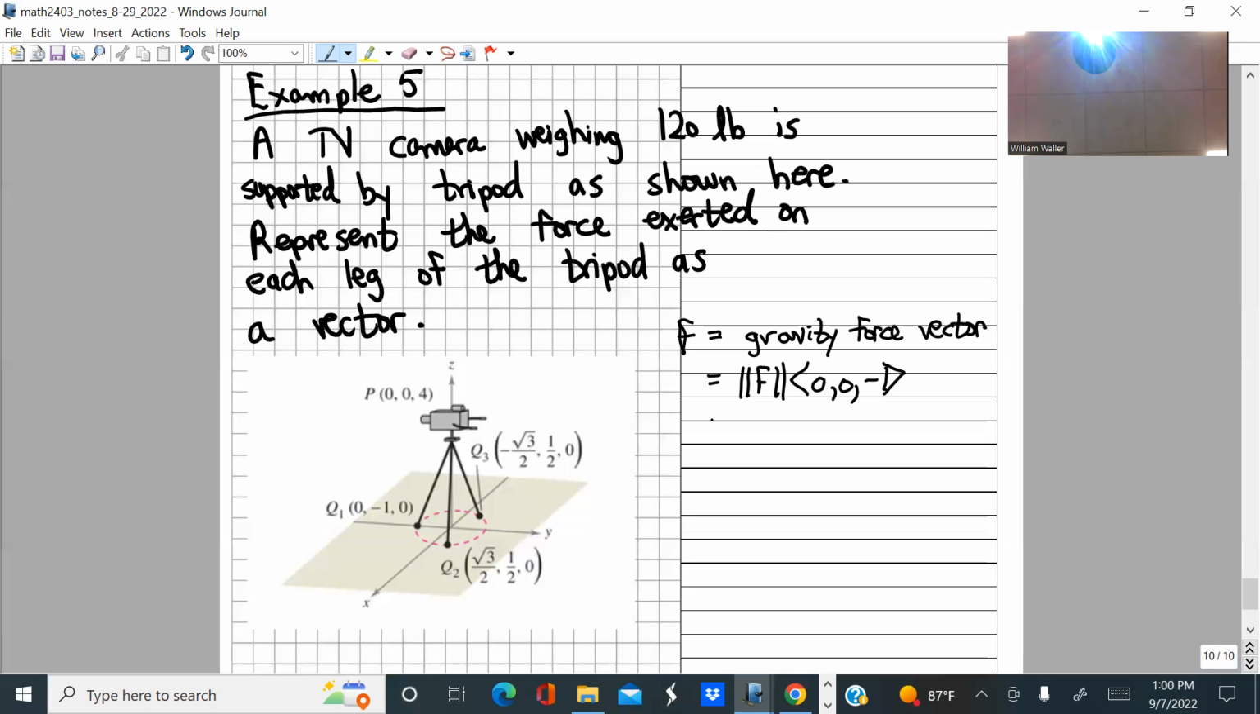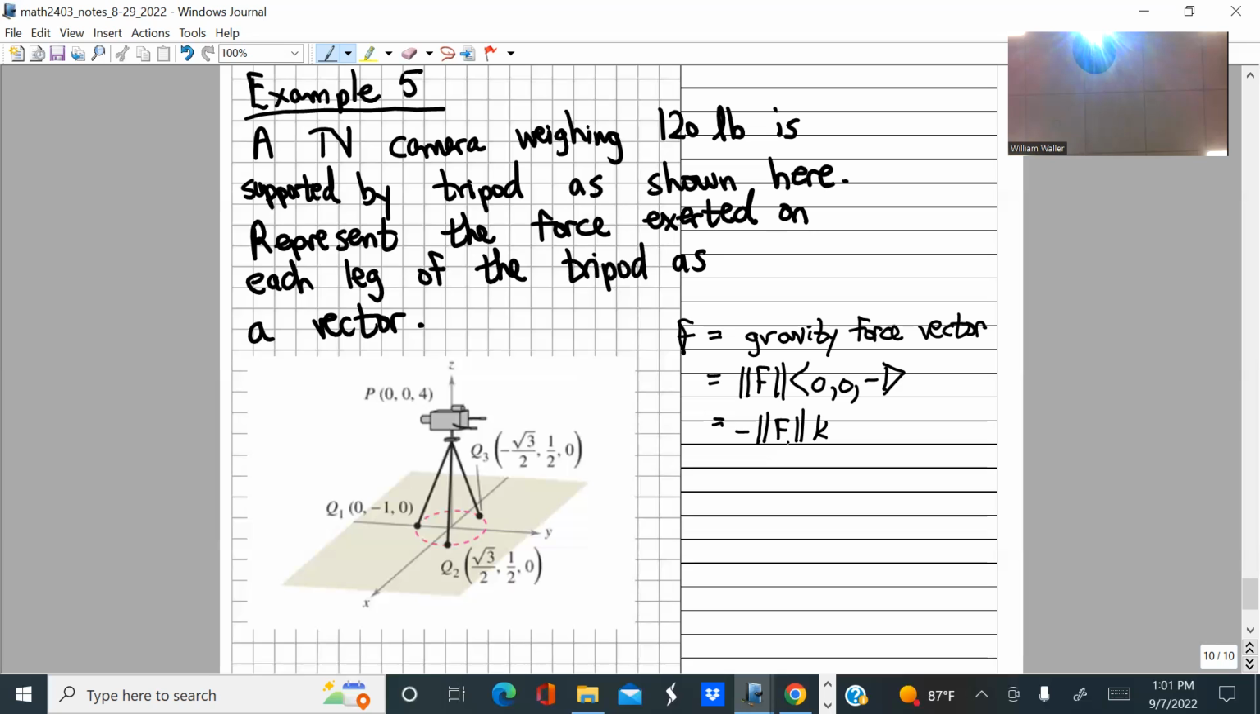Now let's see if we can reinterpret this. This is the same as minus the magnitude of F times, if you factor out that minus sign, what is this vector better known as? K, right? So that's really just K, correct? Now, what I need to fill in here is the magnitude of F. You know that, right? Because that's just going to be the weight of the camera.